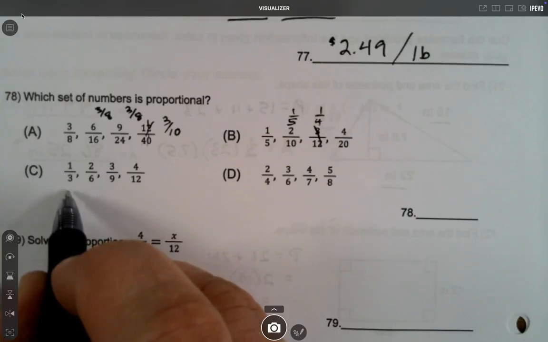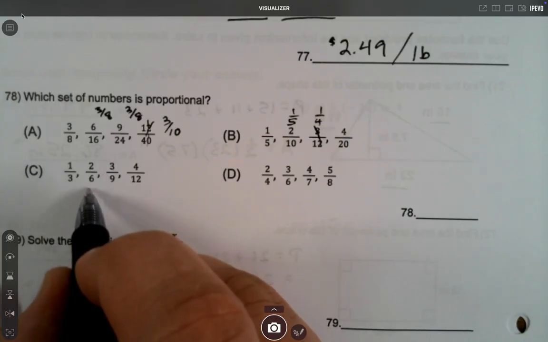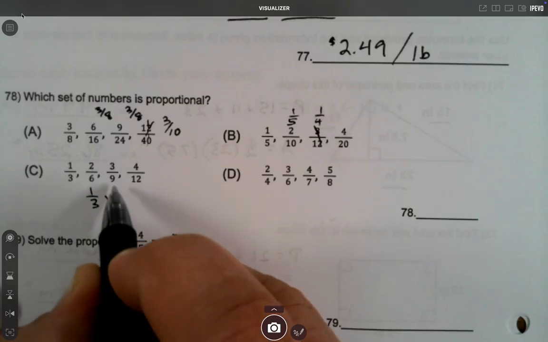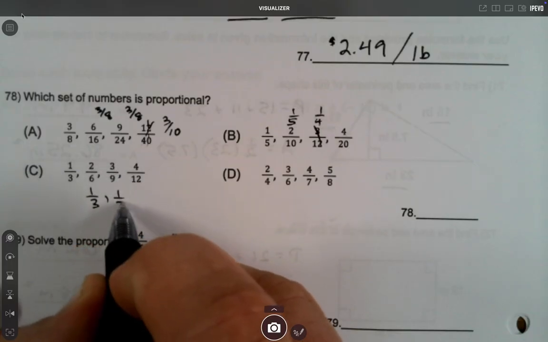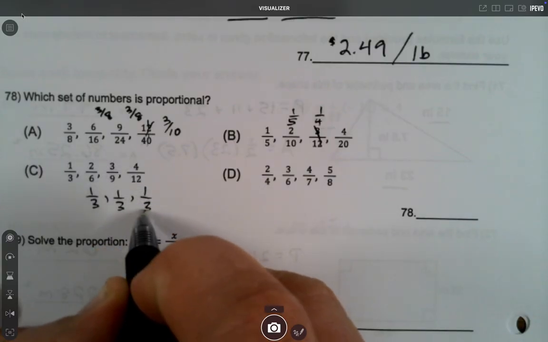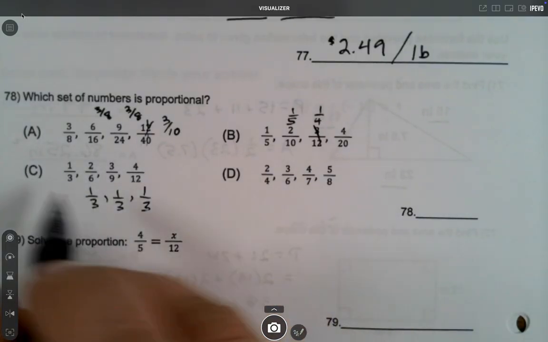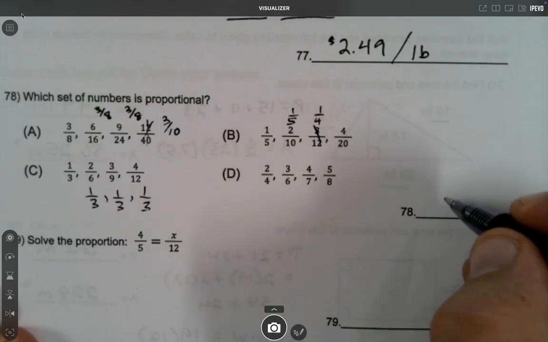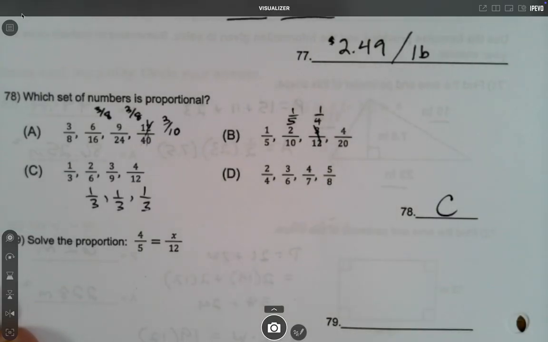Okay, 1/3 is reduced as far as it can go. 2/6 can reduce to 1/3. 3/9 can reduce to 1/3. Divide top and bottom by 3. 4/12 also reduces to 1/3. Divide the top and bottom by 4. So all of these match. So the answer is C.